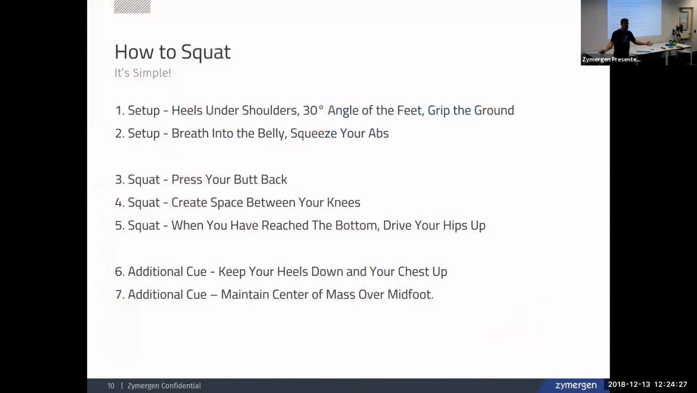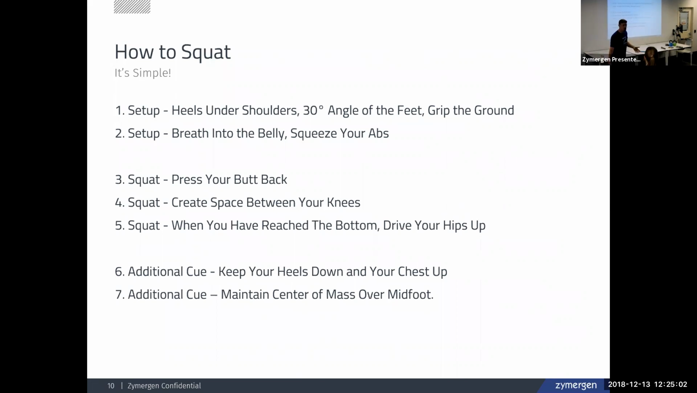So let's learn how to do it. We can read these, and then anyone who wants to learn how to do it with me can do it. The setup, the movement, and some additional cues. And we'll go through each of them. But do you want to stand up and do it with me? Yeah. We can make it so. Okay. So, setup.